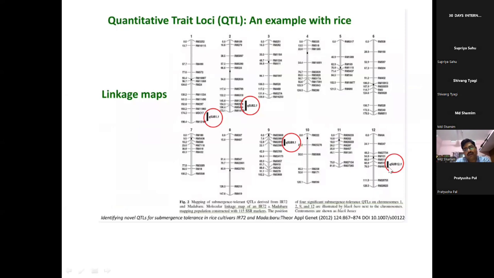In this, there are four different QTL for submergence. Sub1 was discovered and is located on chromosome numbers 1, 2, 9, and 12, in the rice cultivars IR72 and MADA.